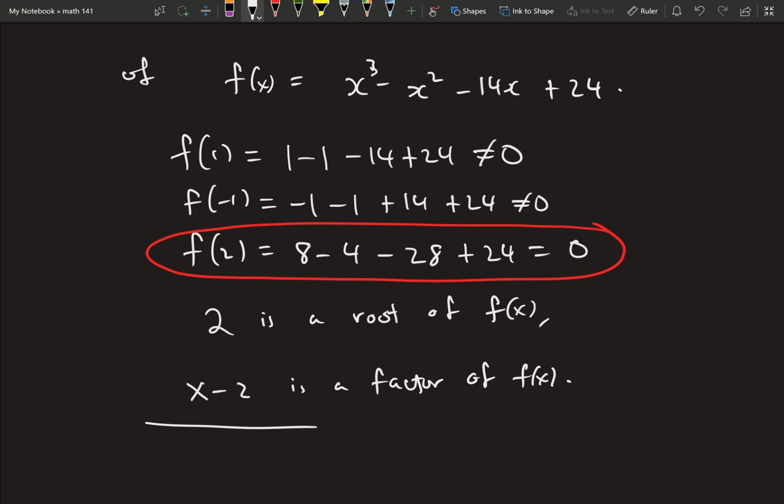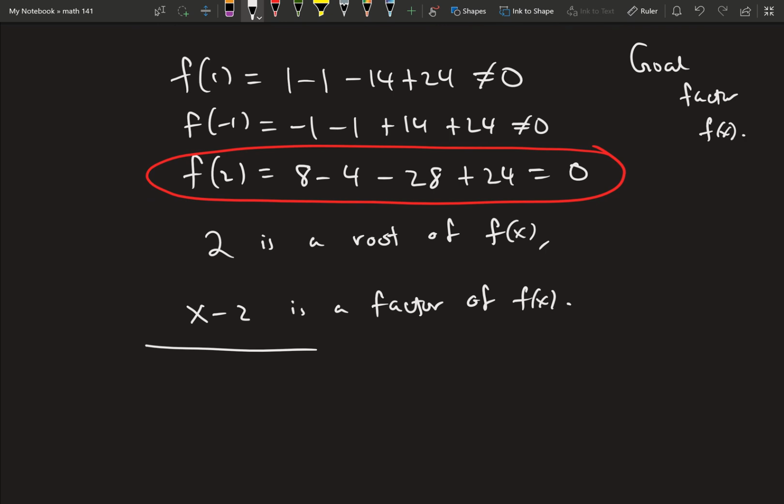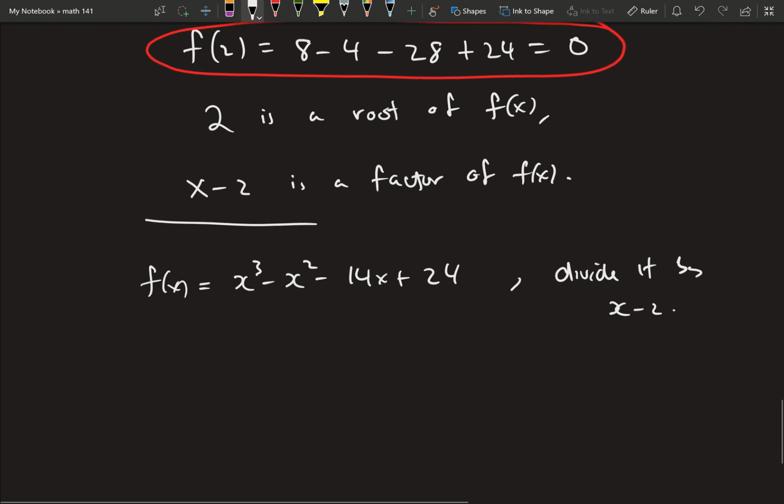And our goal here, remember, was to factor f of x. Okay. So how do we proceed? Well, we don't want to just keep going because we have so many possible values. We can actually use this information. Remember now, we can do synthetic division. We're going to take f of x, which is x cubed minus x squared minus 14x plus 24, and divide it by x minus 2. And we're going to use synthetic division.